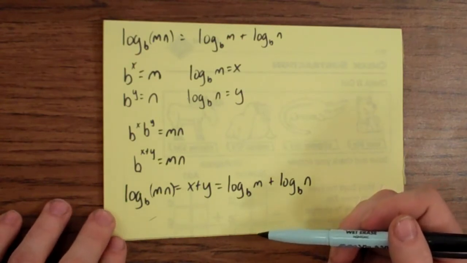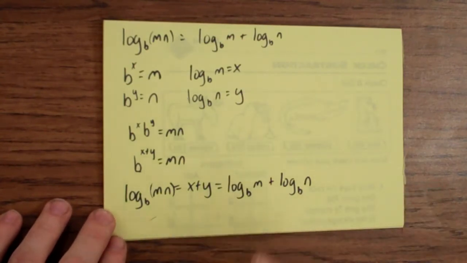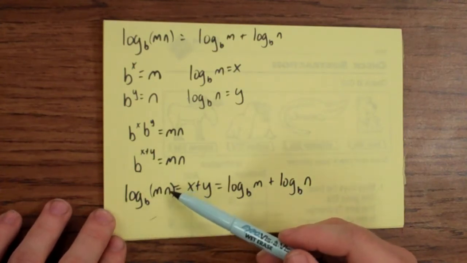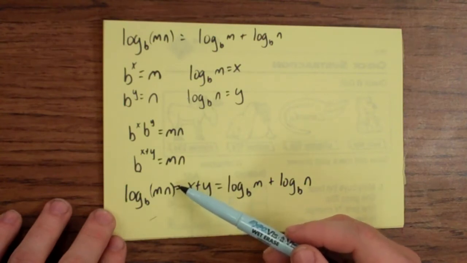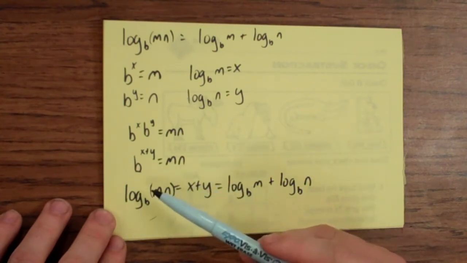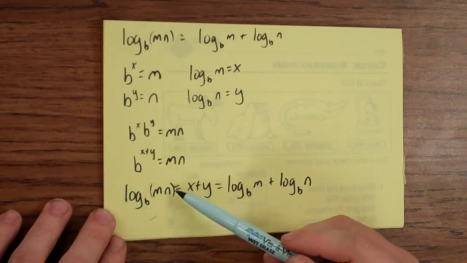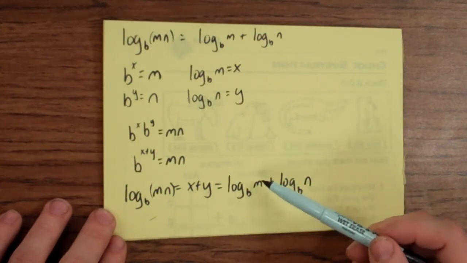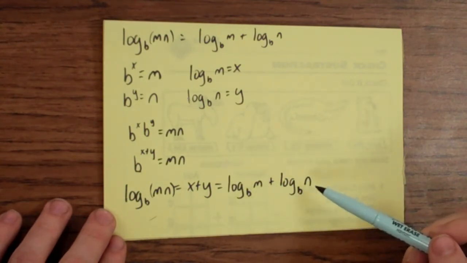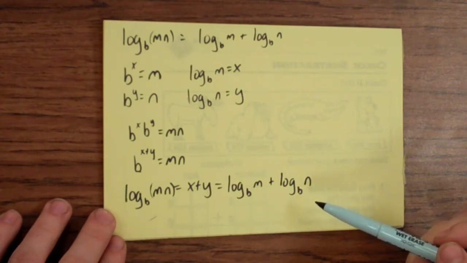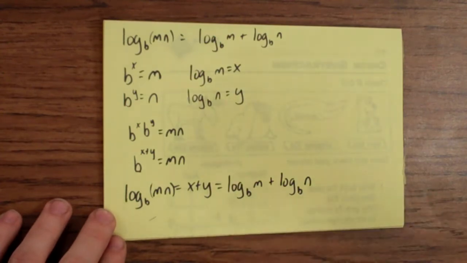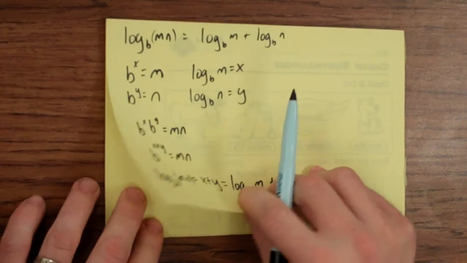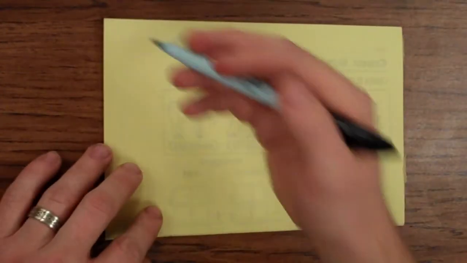That's the product property. And hopefully you can see that in words, if you can follow this. What's the power of b that gives me m times n? Well, it's something, right? The power of b that gives me m times n, whatever that power is, it's the power of b that gives me m plus the power of b that gives me n. So that is, in words, kind of what this property is saying, and it makes sense, too, in words. So there's the proof of the product property.